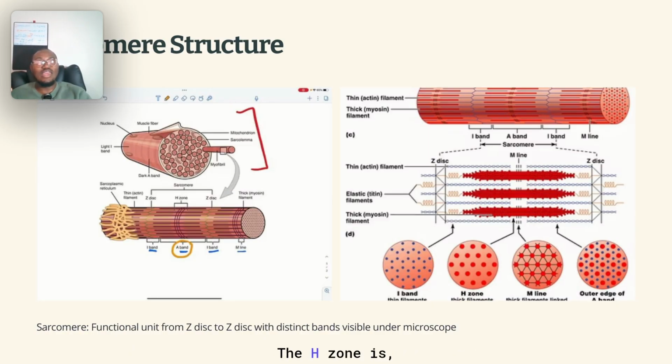The line is in between. The H zone is this area, these two areas where there is no actin. See, the actin ends here. The thin filament ends here. So this space is known as the H zone or the H band, as I was asking initially.